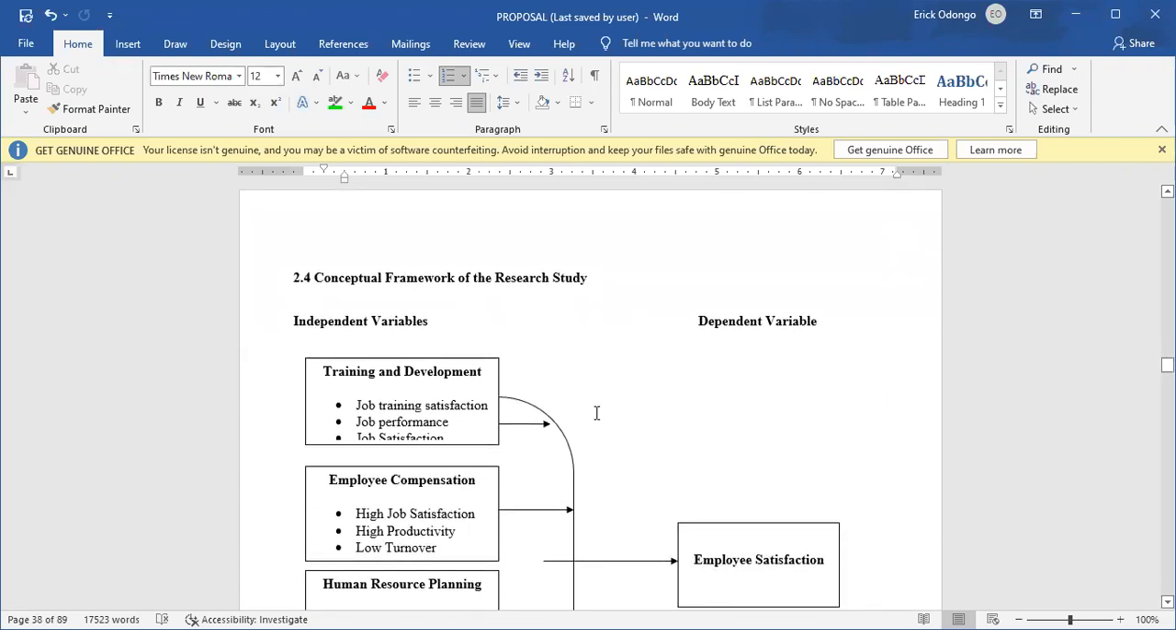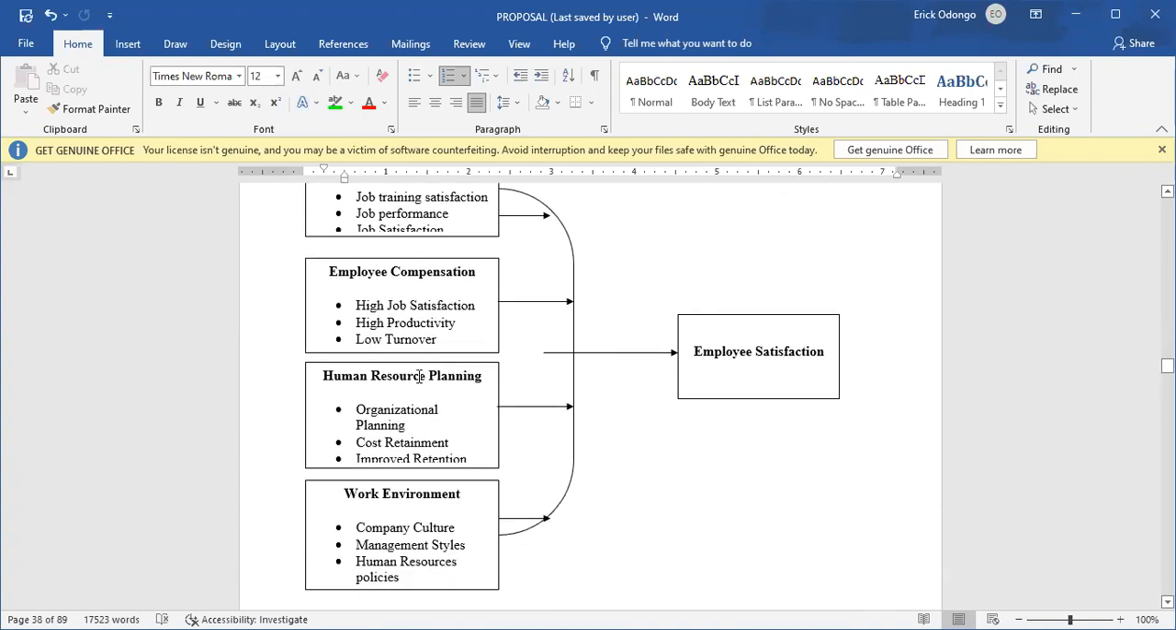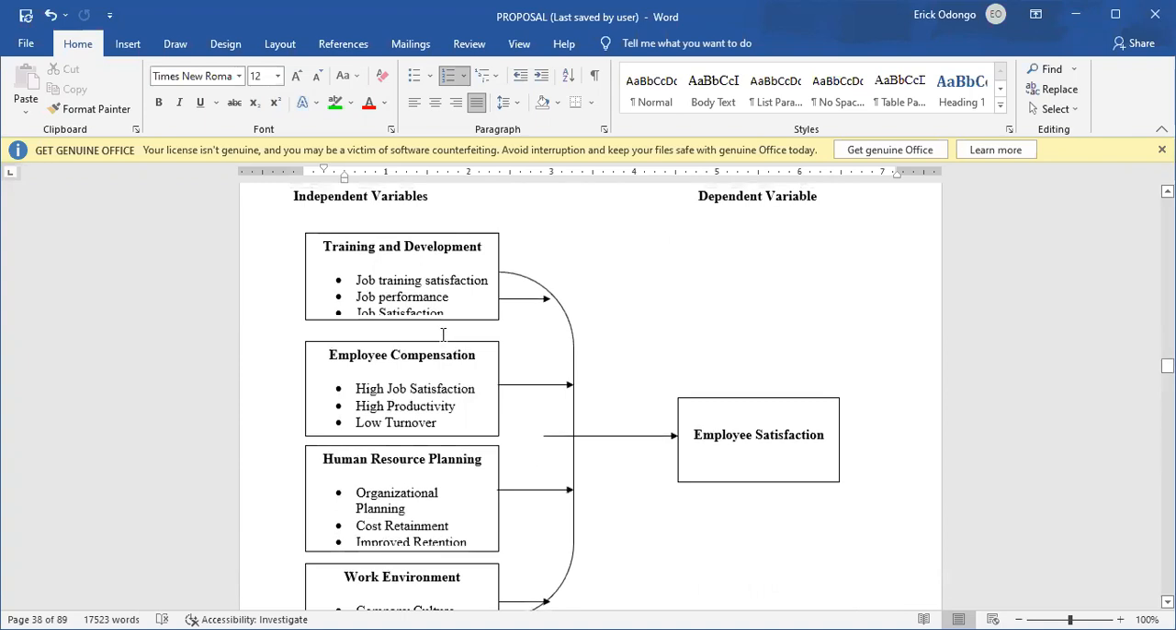This is my conceptual framework. It is the first figure, and it is 2.4, conceptual framework of the research study. So this one gives me two sections, the independent variables on my right and the dependent variable on my left. Remember, the independent variables are your specific objectives, which included training and development. We have discussed about them under empirical literature review, employee compensation. We have got human resource planning, work environment. All of this will be affecting or impacting on employees' satisfaction. That is why all the arrows must lead to employees' satisfaction.